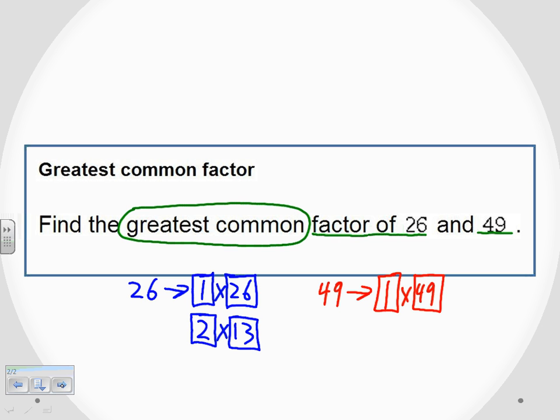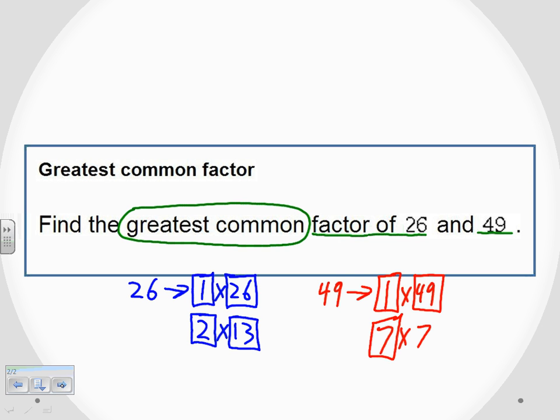Finally, 7 gives me a pair. 7 times 7 gives me 49. Now you could consider this 2 factors, but since the 7 repeats itself, I'm only going to list it once. That is it for the factors of 49. I've listed all of the factors for 49. I've listed all of the factors for 26.